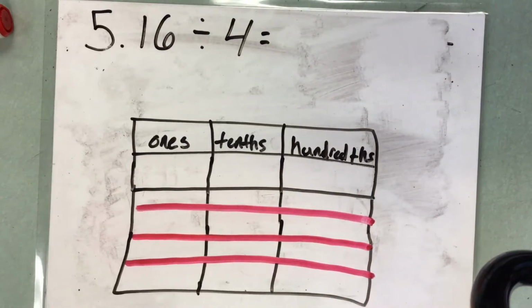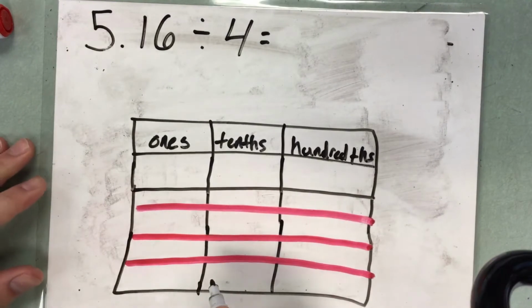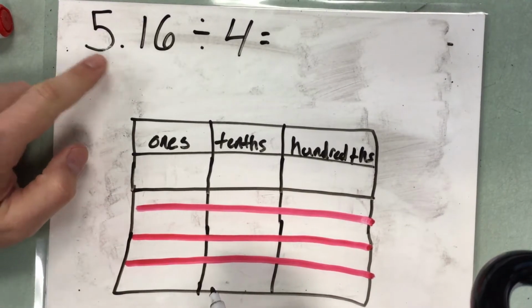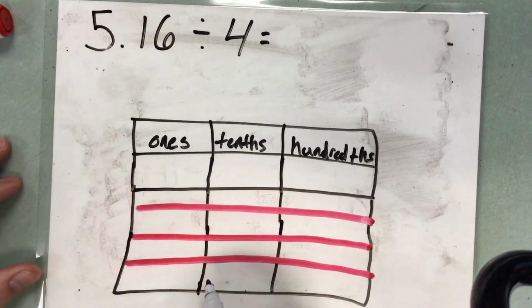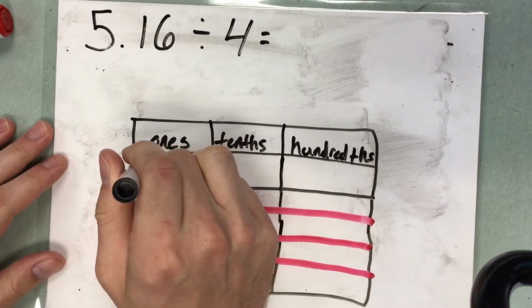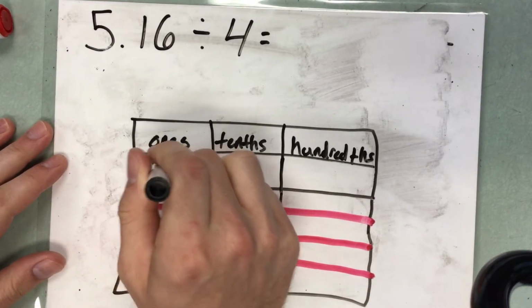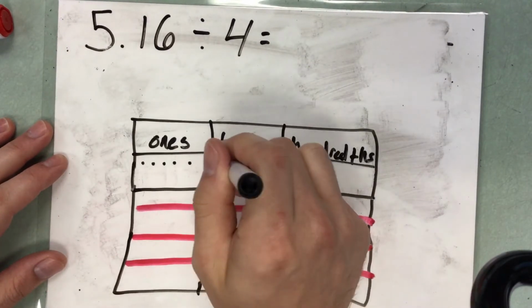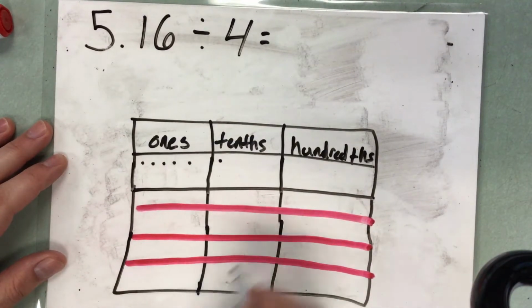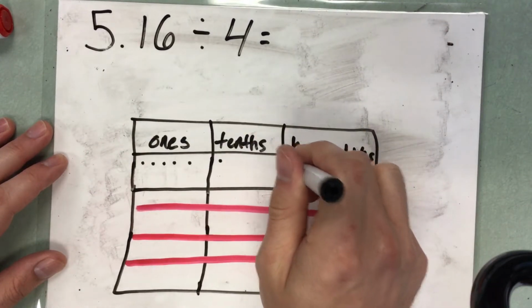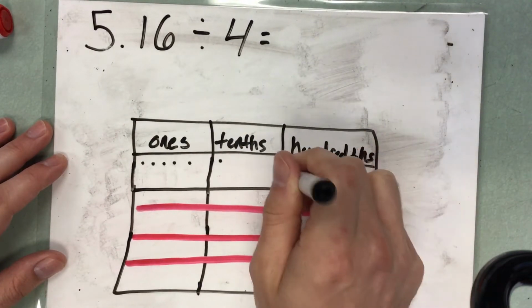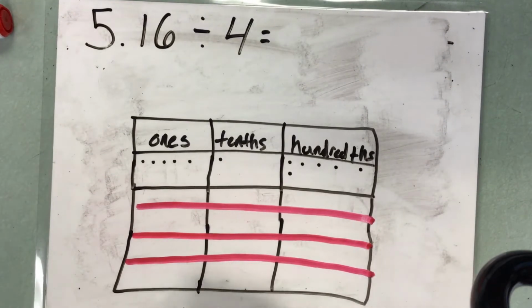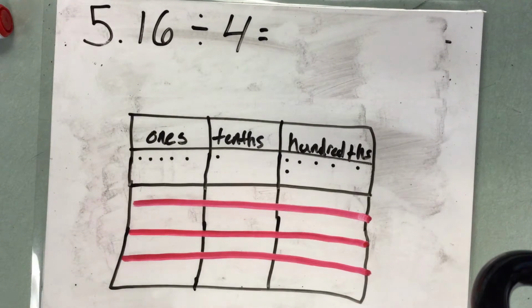For our next example, we're going to be dividing 5 and 16 hundredths into 4 equal groups. To begin, we're going to place 5 and 16 hundredths into our place value chart. So that starts off with 5 ones. We're moving on to the tenths. There is 1 tenth. And then hundredths, there are 6. Go ahead and pause the video and create your place value chart like I've done and fill it out.